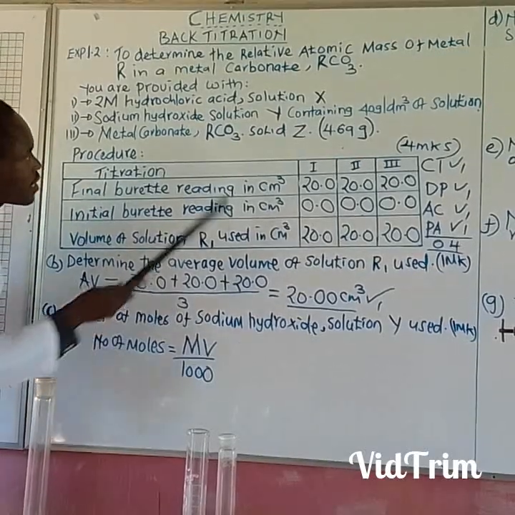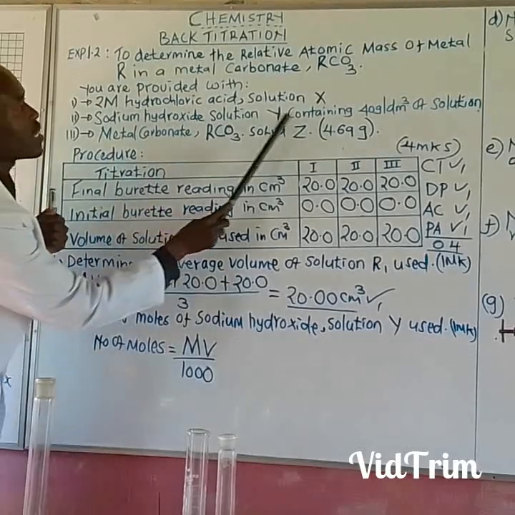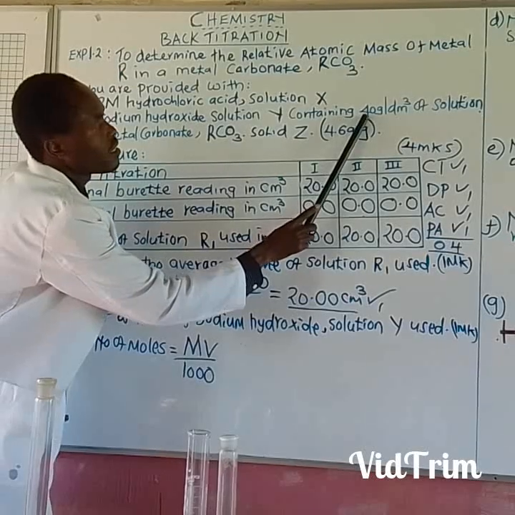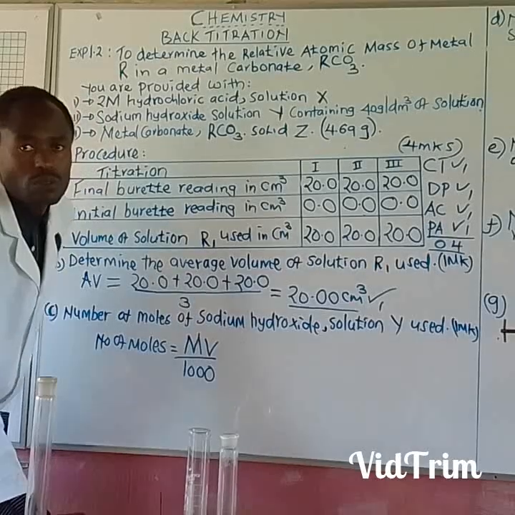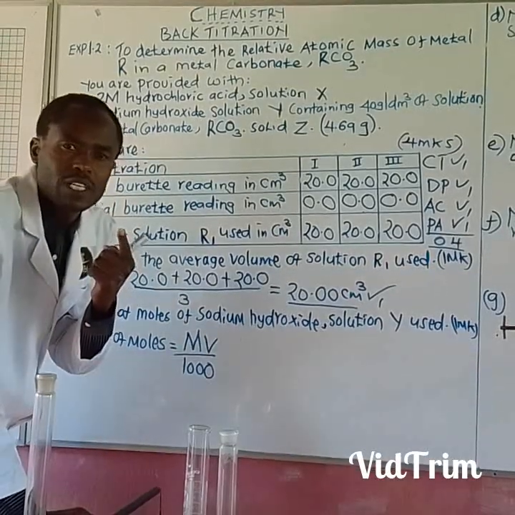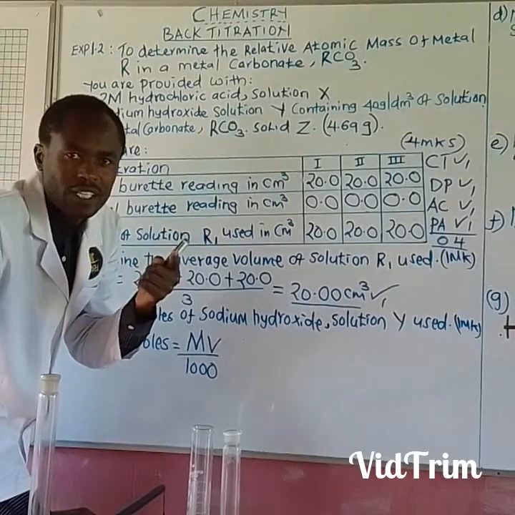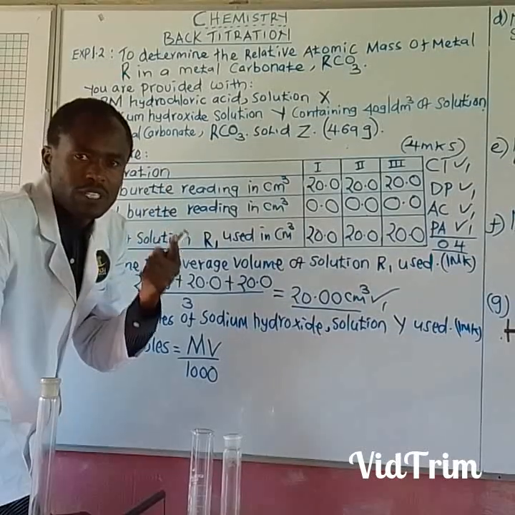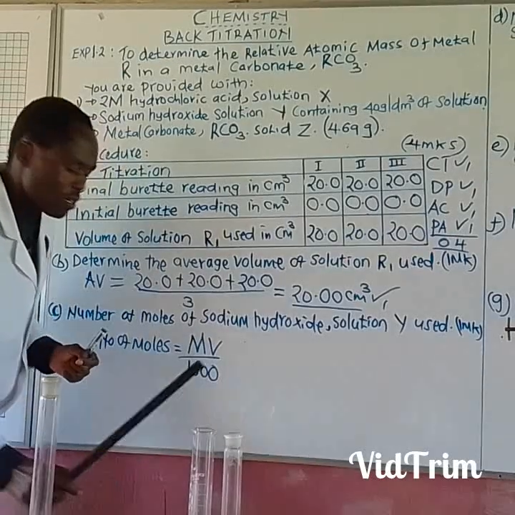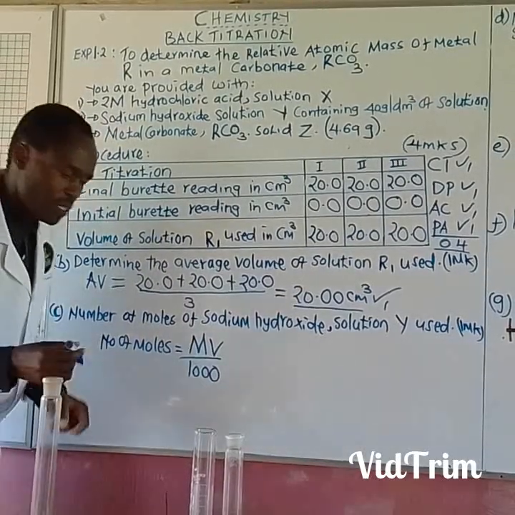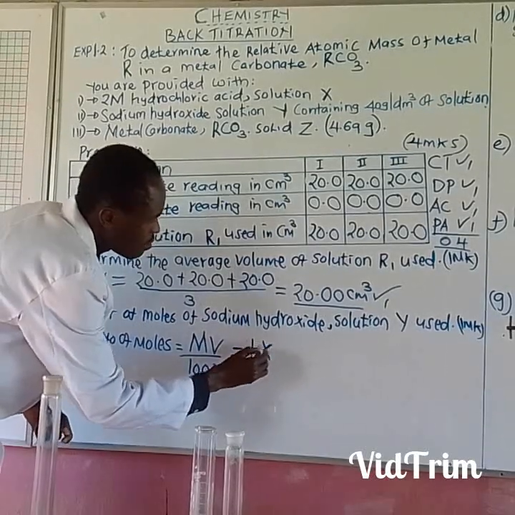But let us focus up here where we have solution Y, sodium hydroxide. They say that 40 grams is contained in 1 liter of solution. And 1 liter, we know very well, is equivalent to 1 mole. So the molarity of sodium hydroxide solution Y is 1.0 molar. Is it okay, my student? So, in that case, our molarity M is 1 times volume.